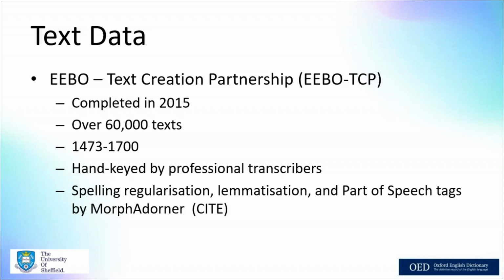So the next step in this, which was completed in 2015, was the Text Creation Partnership edition of Early English Books Online, which we call EEBO-TCP. It includes over 60,000 texts, so it's just about half of EEBO. Again, it's the same dates. It's early modern English print. And this collection was hand-keyed by professional transcribers. So that means that individuals sat down with each scanned digital image from EEBO, up to 60,000 texts, and hand-typed each text letter by letter, so that we have a transcription. And that, of course, is text data, which we can then search.